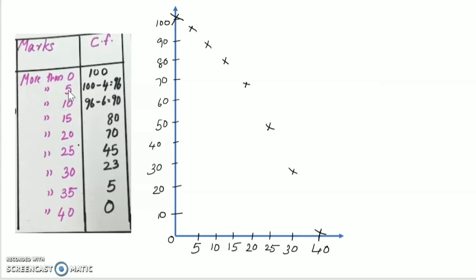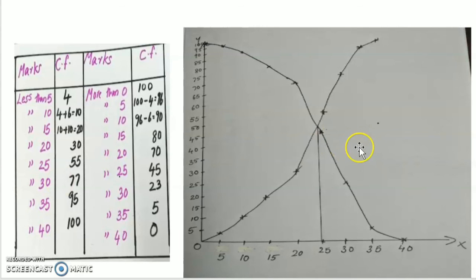This one also we can draw freehand. Don't use a scale for this. It's not a straight line. This one also I am drawing like this. Okay. And the next case is drawing both the curves in the same graph. I will show you both the more than and less than methods in the same graph.